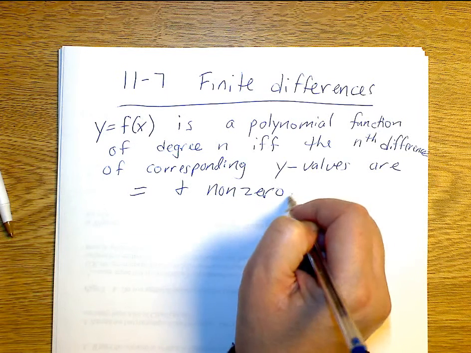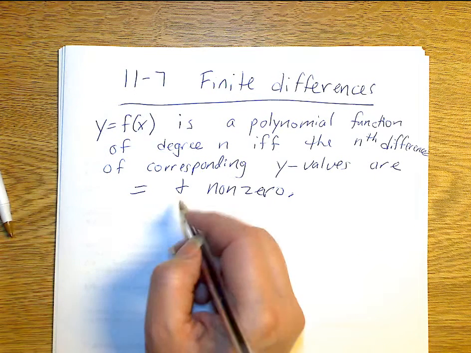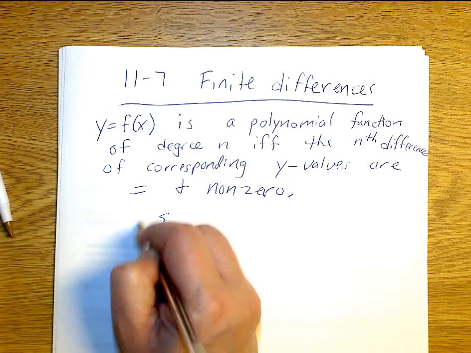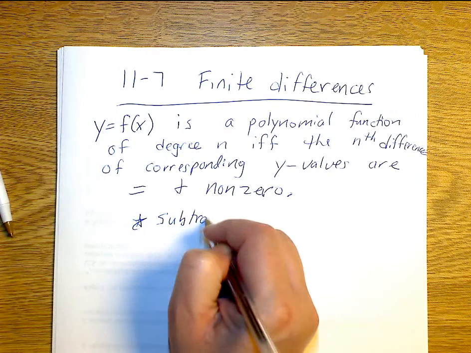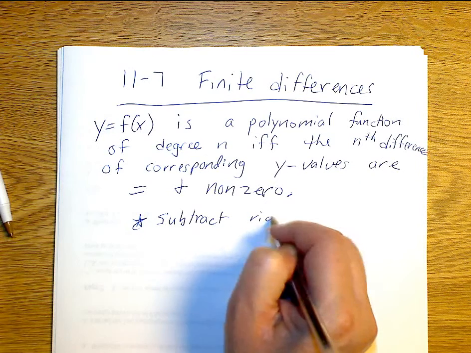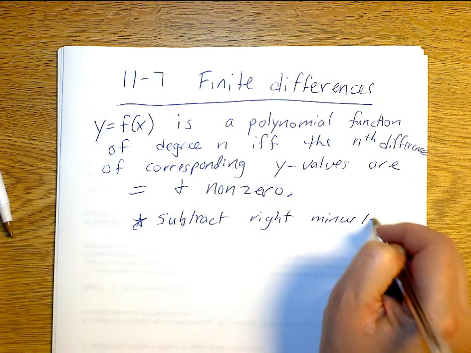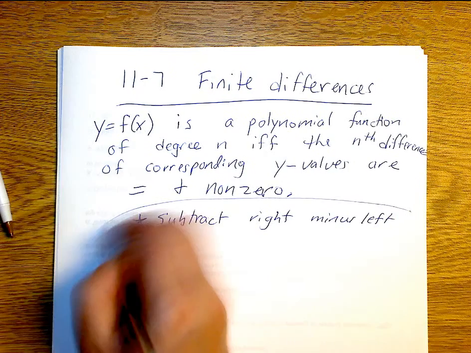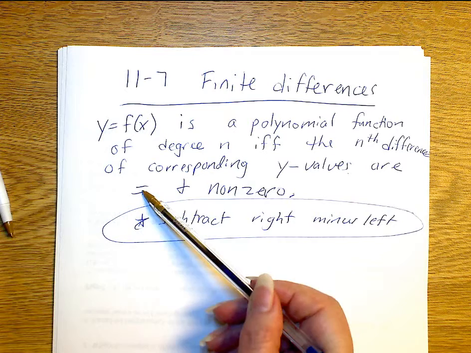And remember, that's the exact same thing I just said. So we're going to subtract, and remember that you have to subtract from what to what? Right to left. So you remember to subtract. That's the key thing. So subtract right minus left. I like your definition better. But the biggest thing is we're going to have to keep subtracting until they're equal, and they have to be non-zero. All right.